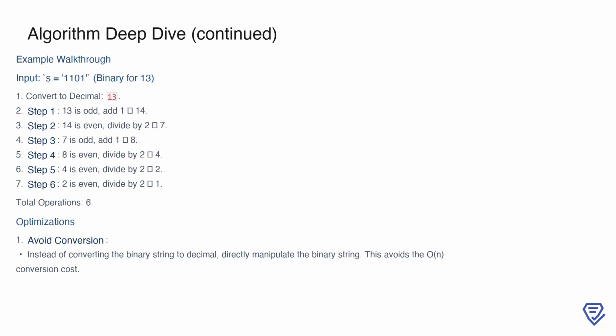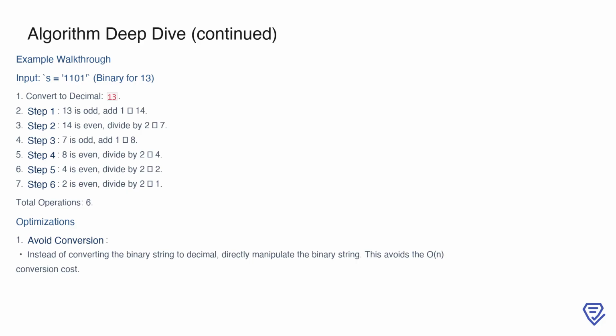Let's walk through an example to understand the process. Consider the binary string 1101, which represents the decimal number 13. First, we convert it to its decimal form, which is 13. Now, we apply the operations step by step. In the first step, 13 is odd, so we add 1 to get 14. In the second step, 14 is even, so we divide by 2 to obtain 7.